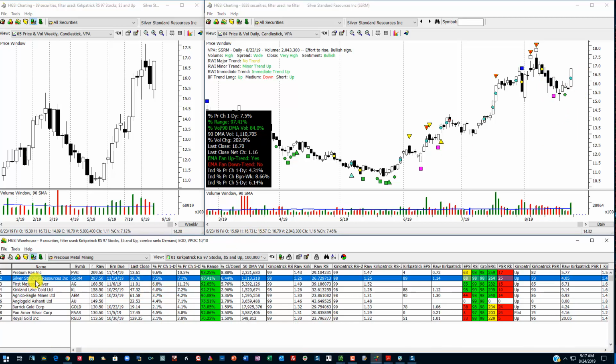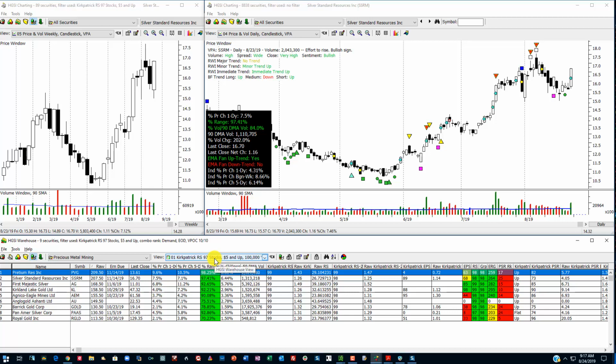I'm going to change to this. You can see that based upon the Kirkpatrick RS97 stocks, there were 9 of them yesterday. They all closed in the green portion of their daily ranges. Look at the relative strength over here. All in the 90s, and the group rank is in the 90s too. So there was some consolidation here.